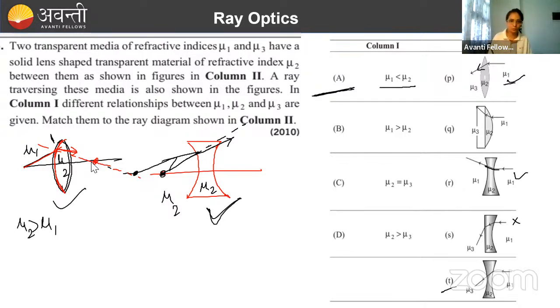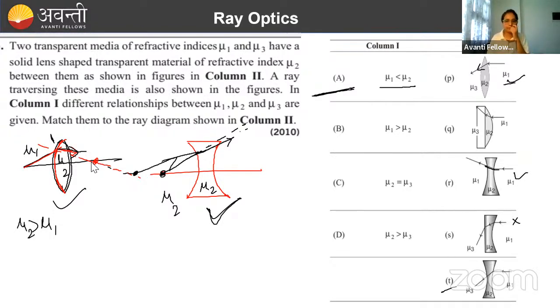If light is bending towards the normal, then in case of convex lens curvature, what will happen? Light will dip down. And if light is bending towards the normal, in case of concave lens curvature, what will happen? Light will seem to go up. Done. So that you have to do here.